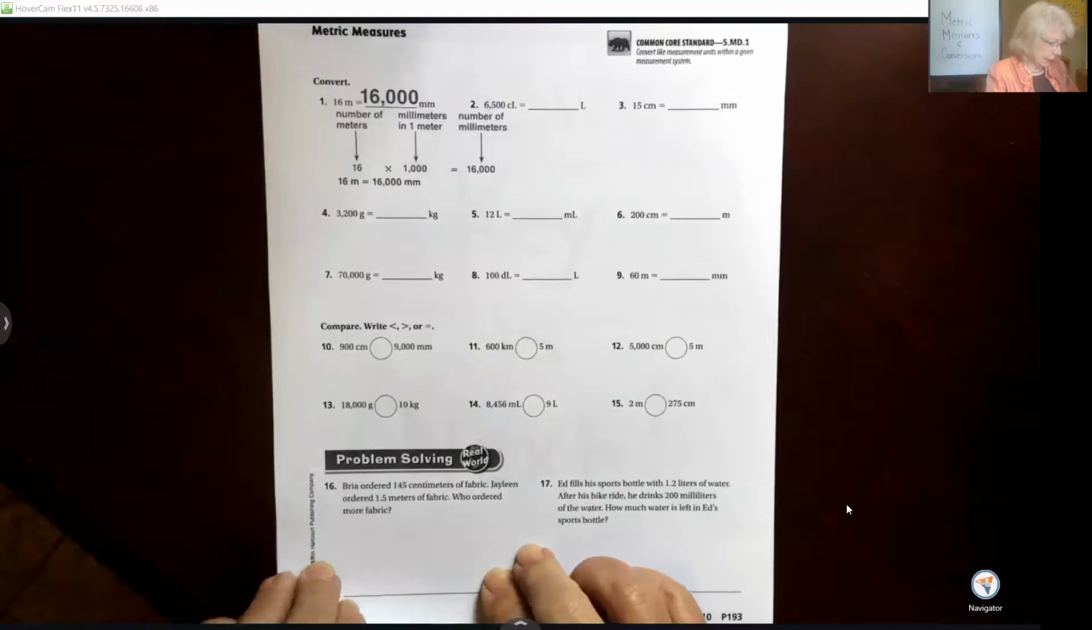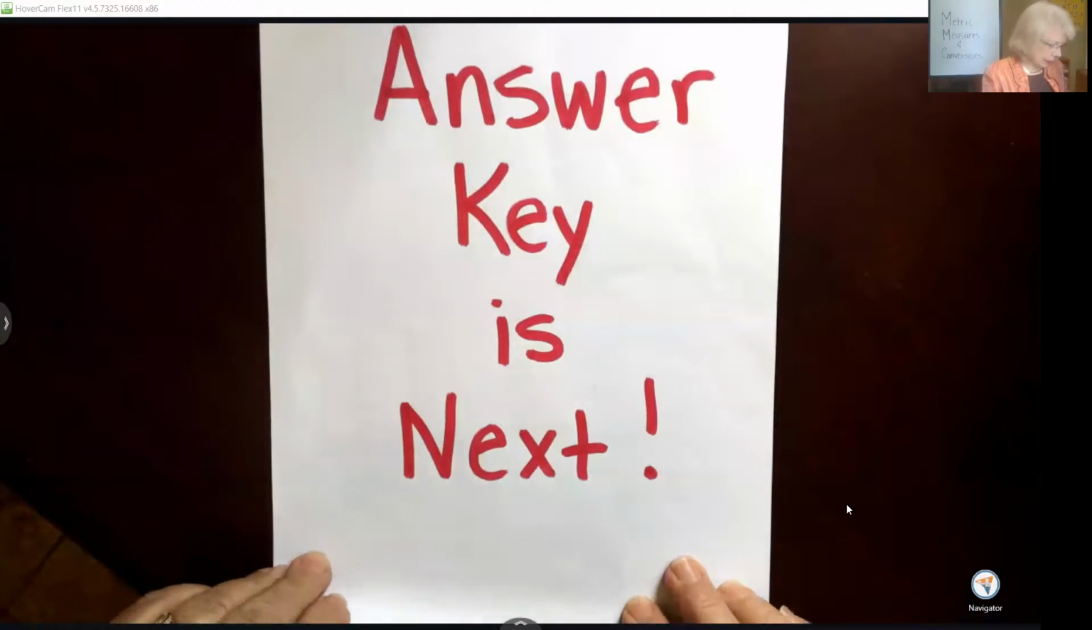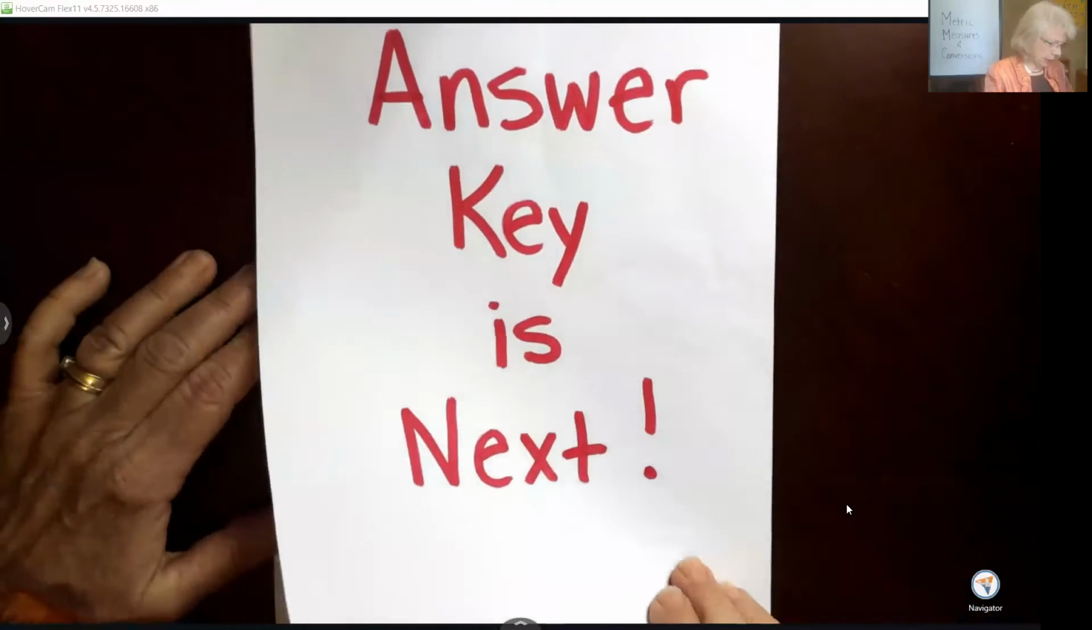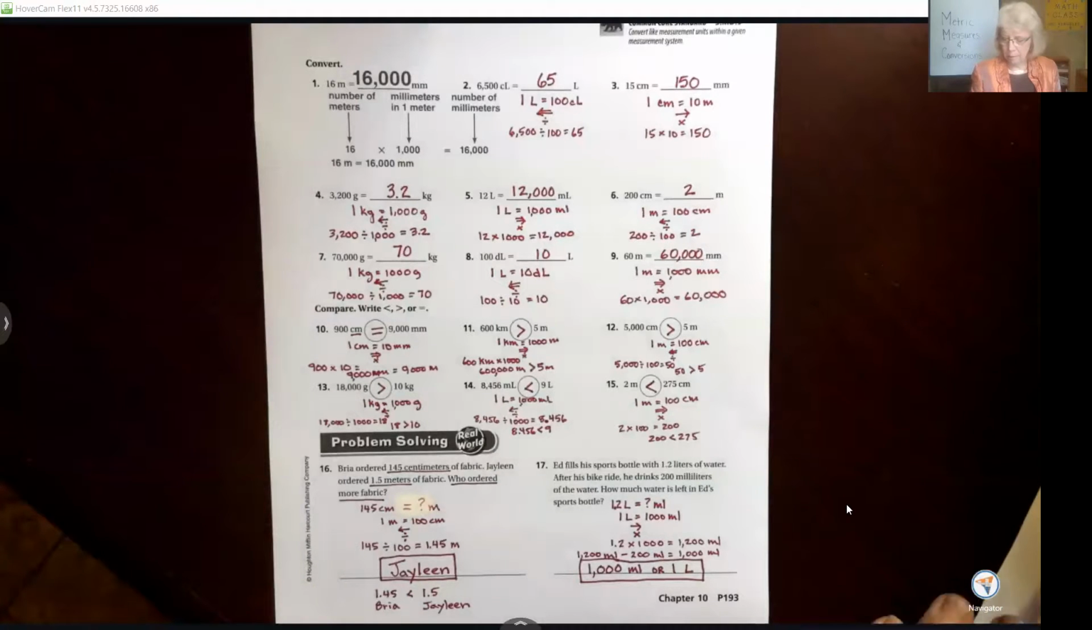Okay, next is the answer key. And I've shown you not only the answer, but how to work each of these out. So hopefully that'll be helpful. And there is all the detail. You might have to zoom in if you can in certain parts. There's a lot of numbers on that page.